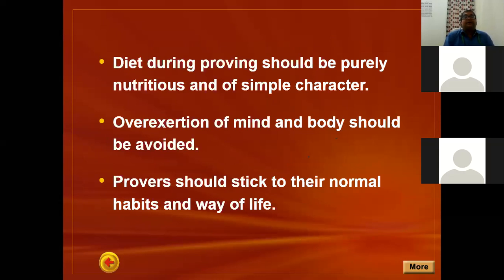Overexertion of mind and body should be avoided. At that time there should not be overexertion of mind and body, so that it will not give any symptom other than the medicinal symptom. Provers should stick to their normal habits and way of life. They should be relaxed. They should just go on with their normal life. Normal habits should be maintained.